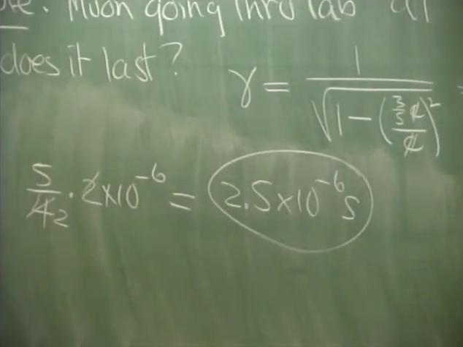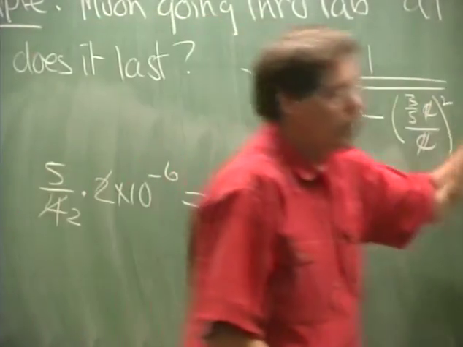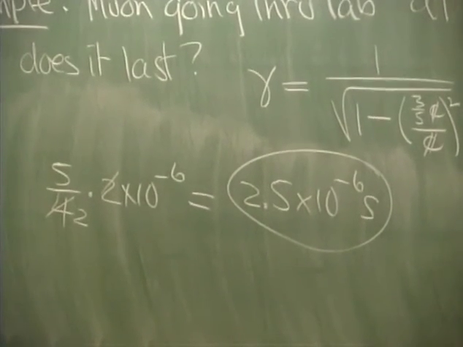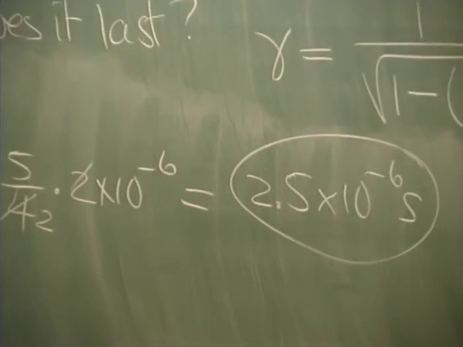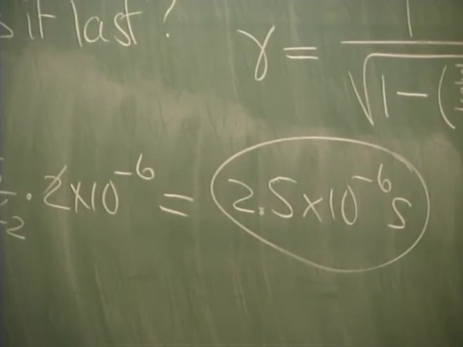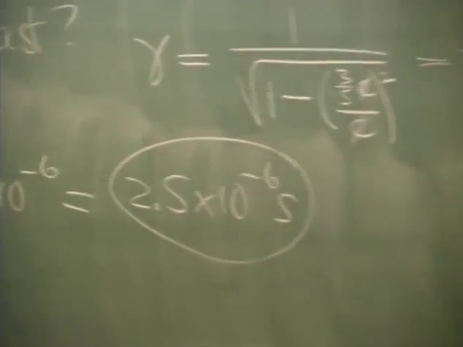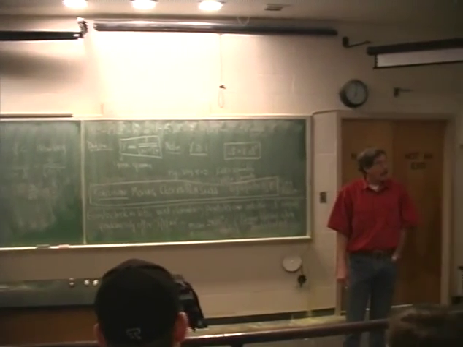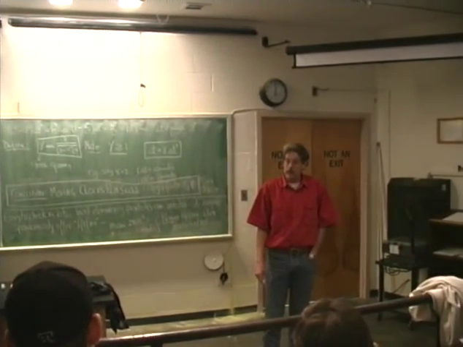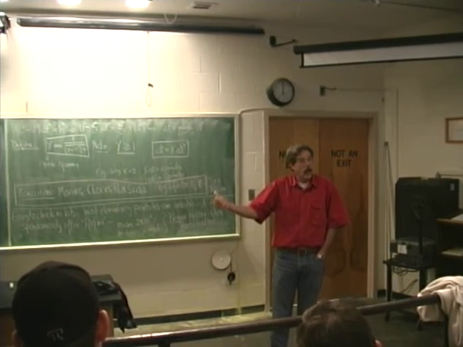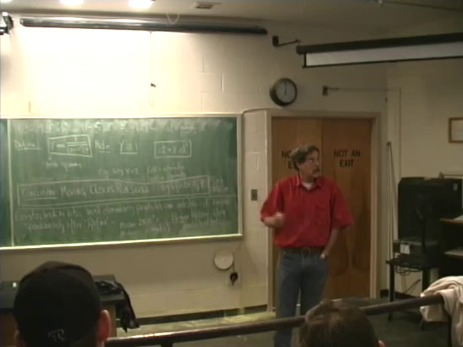Not a huge increase in that case, because this thing wasn't going all that fast, but it's a substantial increase. Instead of lasting 2 times 10 to the minus 6 seconds, this thing going at 3/5 the speed of light would, from our perspective in the laboratory, last 2.5 times 10 to the minus 6 seconds. Of course, a muon doesn't think it lasted any longer. In the muon's own reference frame, it lasted exactly 2 times 10 to the minus 6 seconds. It's us looking at it from the outside who say that muon lasted longer.